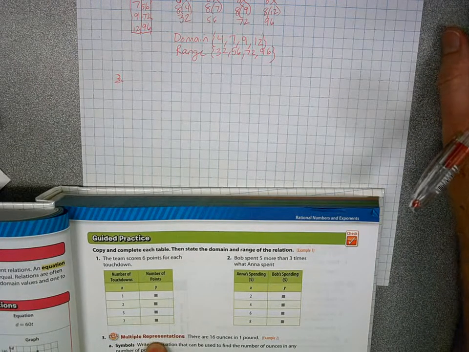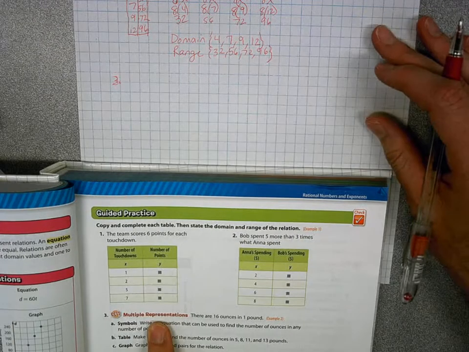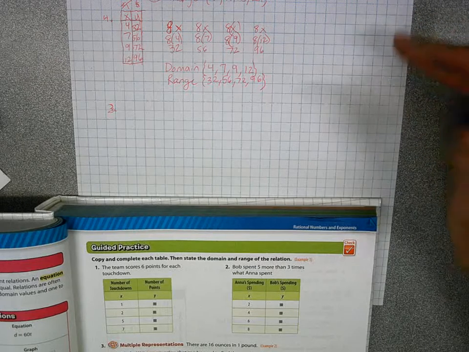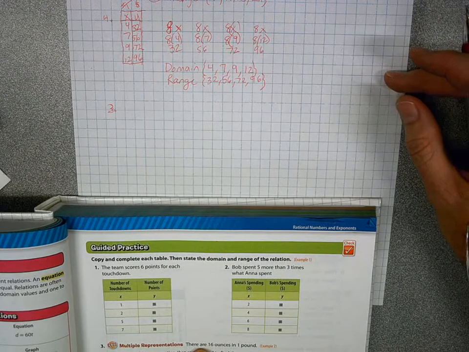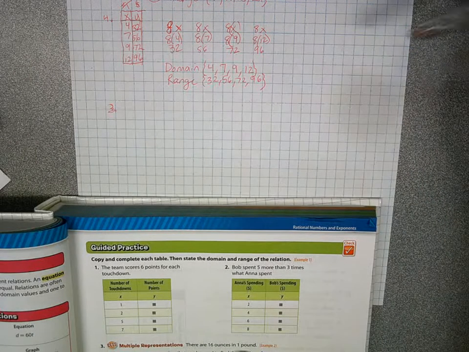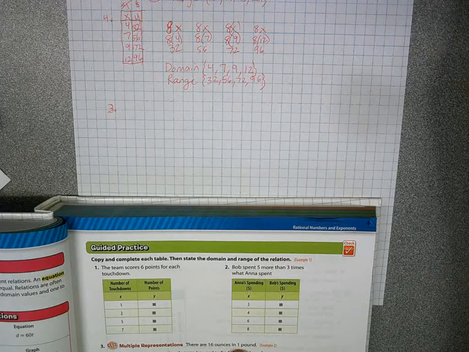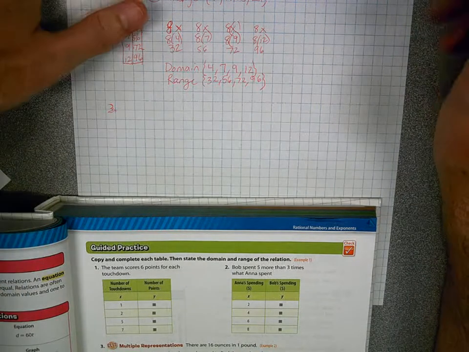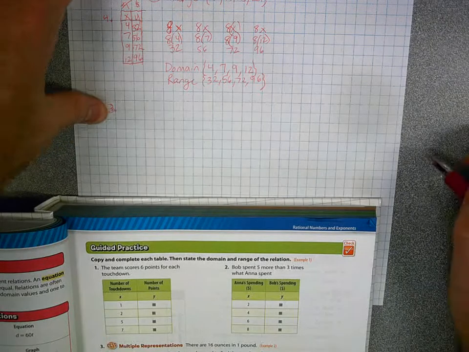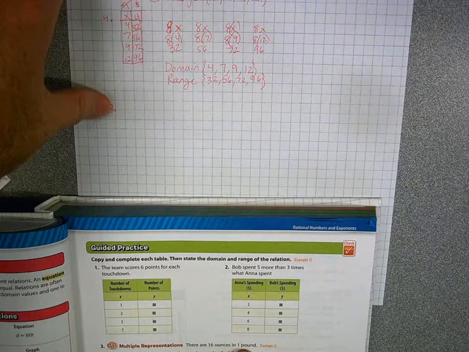The book says, let me move it up a little bit, multiple representations. It says there are 16 ounces in 1 pound. Okay, so I would say, well, what if there are 2 pounds, right? Or what if there are 3 pounds? Okay, so what would you do? Well, you would just multiply this by 16.